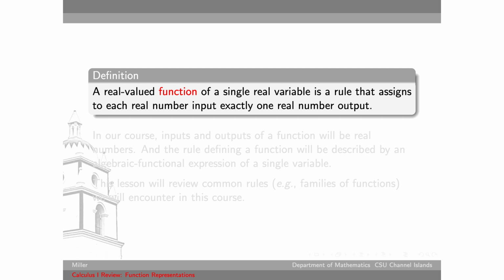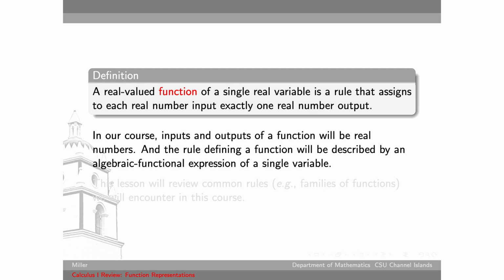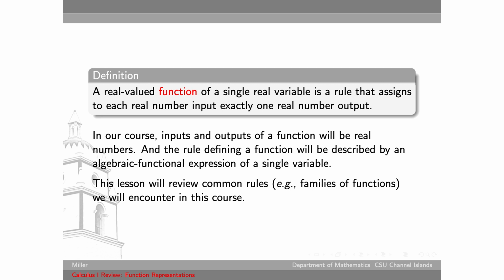A real valued function of a single real variable is a rule that assigns to each real number input exactly one real number output. In our course, inputs and outputs of a function will be real numbers, and the rule defining a function will be described by an algebraic functional expression of a single variable. This lesson will review common rules, e.g., families of functions, we will encounter in this course.